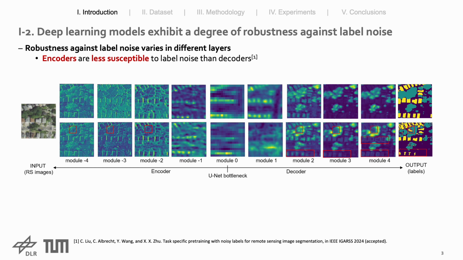As illustrated on this slide, the encoder parts are less susceptible to label noise than the decoder parts. This is partly because more semantic information is encoded in the decoder, while the encoder, further away from the classification head, tends to learn more general and basic features, thus less affected by the label noise.